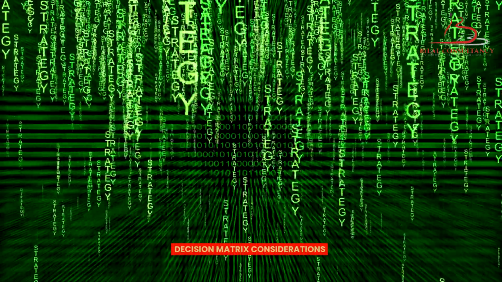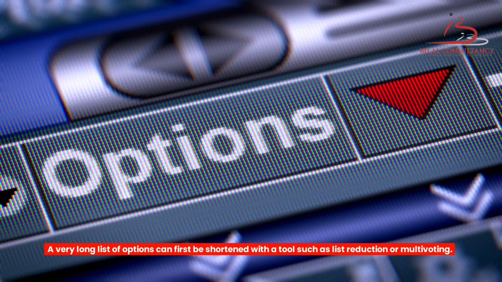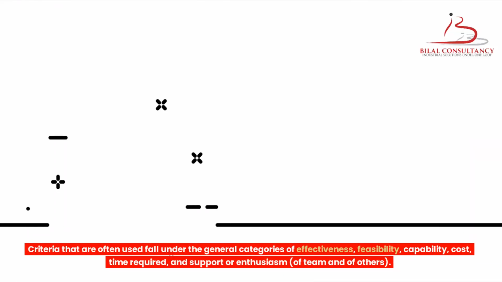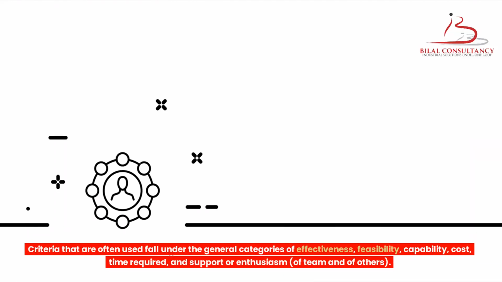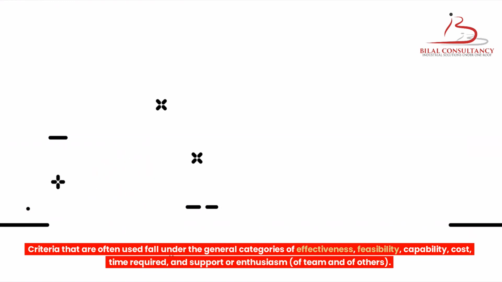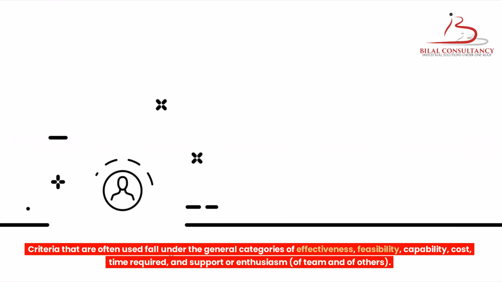Decision Matrix considerations. A very long list of options can first be shortened with a tool such as list reduction or multi-voting. Criteria that are often used fall under the general categories of effectiveness, feasibility, capability, cost, time required, and support or enthusiasm of team and of others.